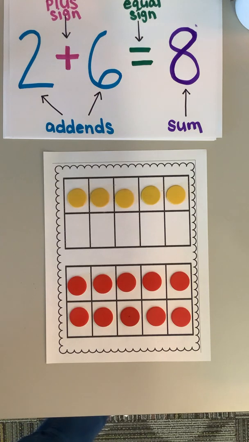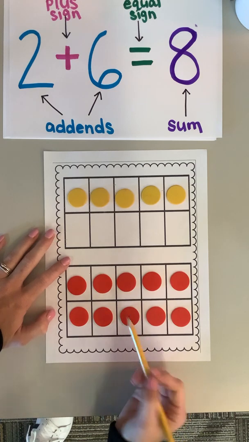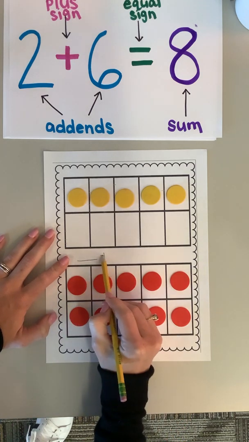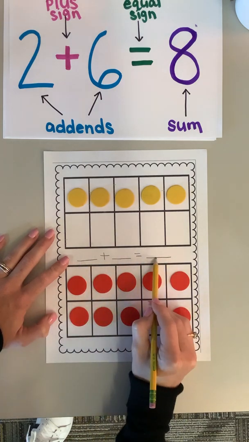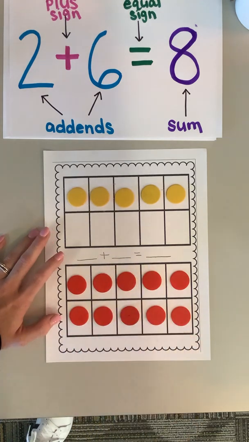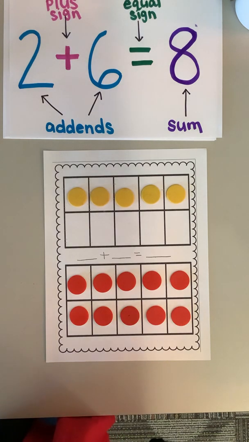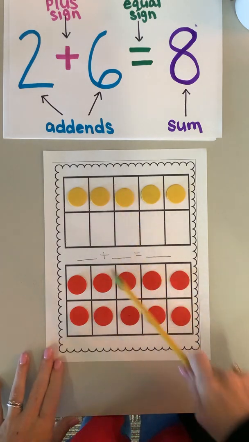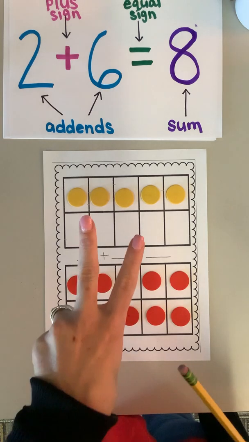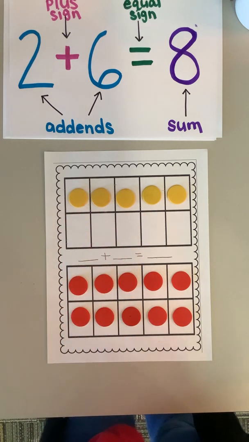The first thing I need to do is put my blanks down with my plus and my equal sign so I know where everything goes in the problem. Add-ins, sum, plus sign, equal sign. I want you to pause the video and take 30 seconds to find out what my two add-ins are. You should have two numbers, and those numbers are going to go on these blanks. Pause the video and decide what my two add-ins are for this problem.